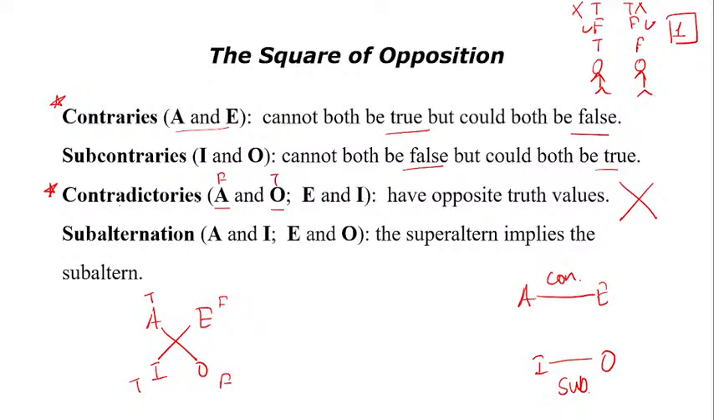What is contradictory? It always has opposite value. If one is true, the other is false. If one is false, the other is true. For example, if I am saying some cats are lions, and if this statement is true, then what is the E statement for some cats are lions? No cats are lions. So if some cats are lions is true, no cats are lions is going to be false, right? Everyone understood?